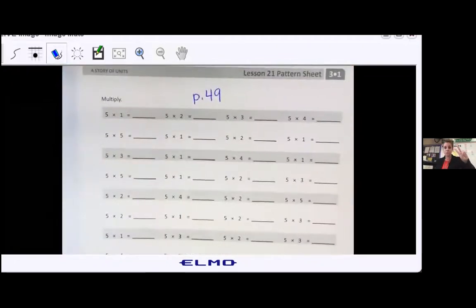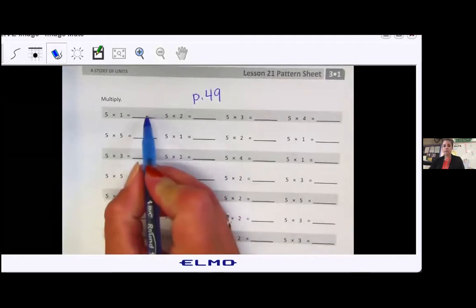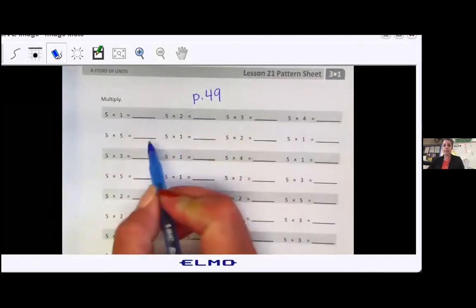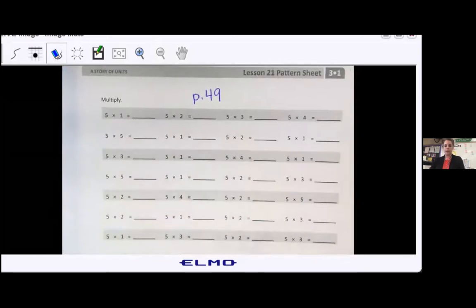You're gonna get 2 minutes and you need to work from left to right like you're reading a book. Gray line, white line, gray line, white line. If you need time to turn to that page, please pause the video because we are gonna start in 3, 2, 1, go. You're counting by fives, multiplying by five.